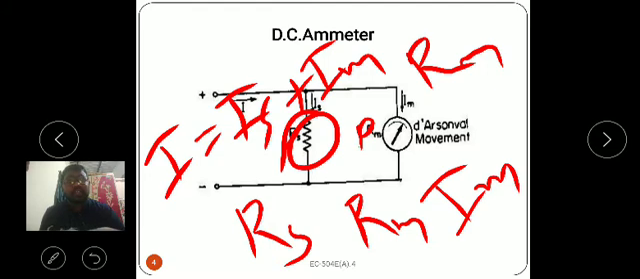To extend the ammeter range, we are using the shunt resistance with the meter resistance, RS and RM. The meter resistance RM and the shunt resistor are both in parallel with each other. That means the shunt is connected in parallel with the d'Arsonval movement. That is the concept of the DC ammeter.